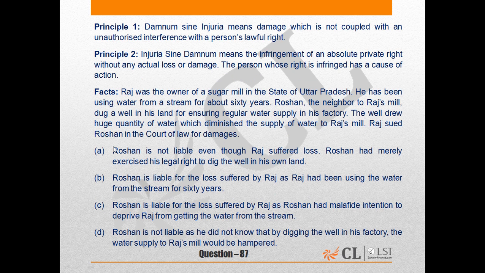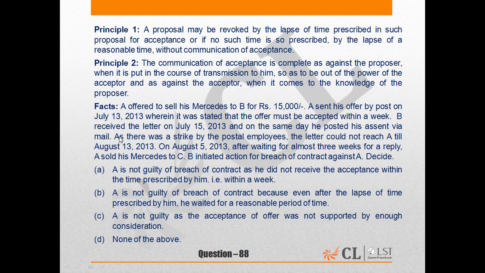Coming down to question 87, most of the students have attempted this question correctly. So for this particular question, we have option A as the correct answer, that Roshan is not liable even though Raj suffered a loss. Roshan has merely exercised his legal right to dig the well in his own land. Moving ahead to question number 88.